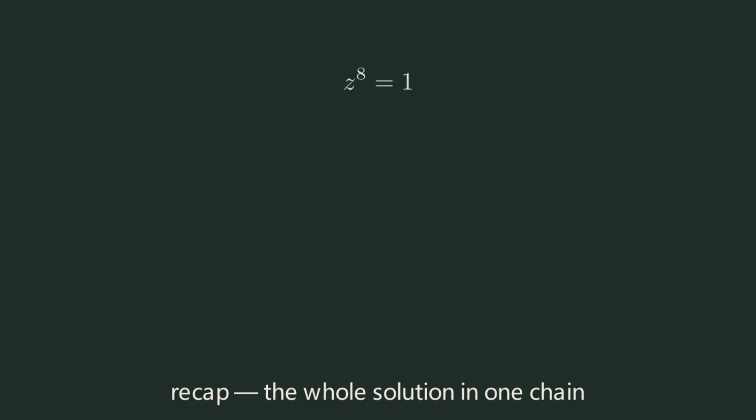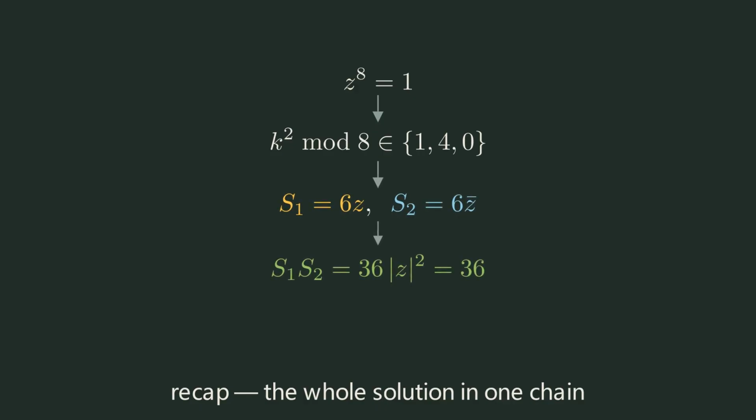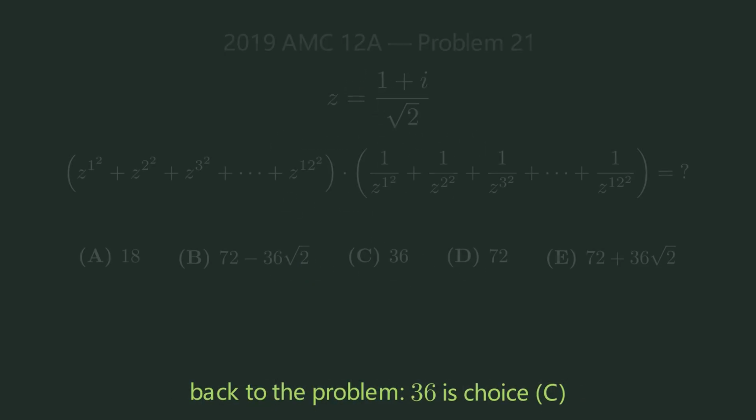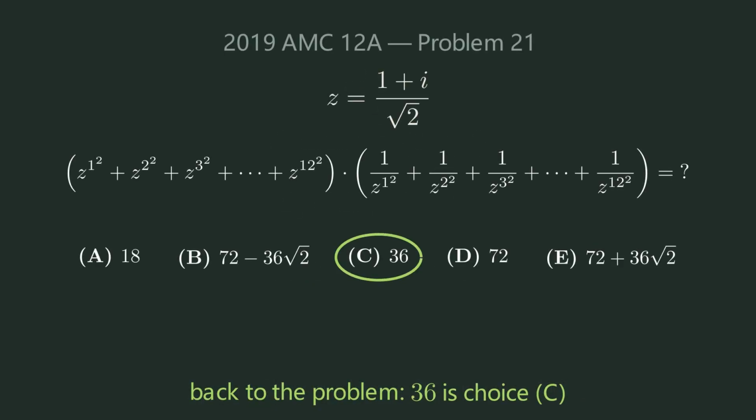z lives on the unit circle, and z to the 8th is 1. So only k squared mod 8 matters. And the table gave just 3 families. They collapse the first sum to 6z, the second to 6 z bar. Multiply, and you get 36 times the magnitude squared, which equals 36. Back to the problem we started from. There it is, 36. Choice C, and we're done.